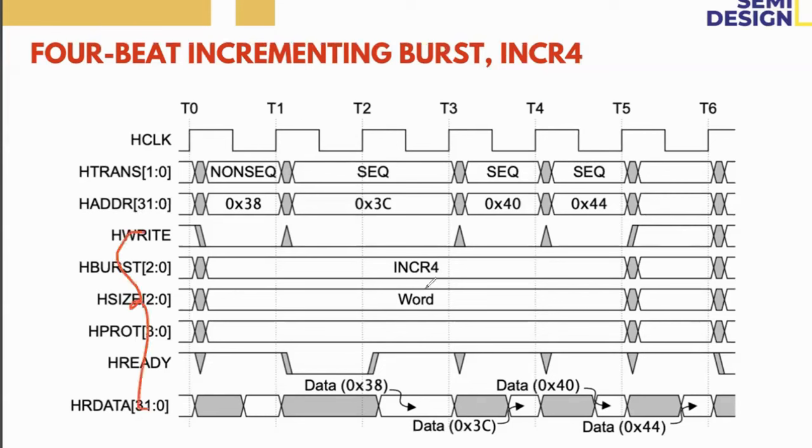What is the burst? Incrementing. Next, what is the size? Word, 4-beat. And here the HPROT, HREADY and HRDATA, you already know those operations, right? Here HSIZE is word, so HRDATA is a 32-bit register. But if HSIZE is something else, then HRDATA will also vary.